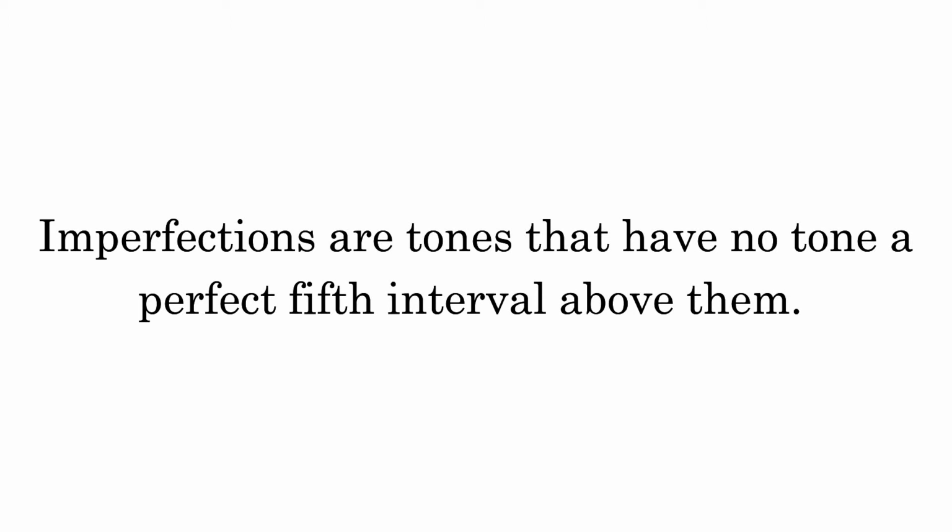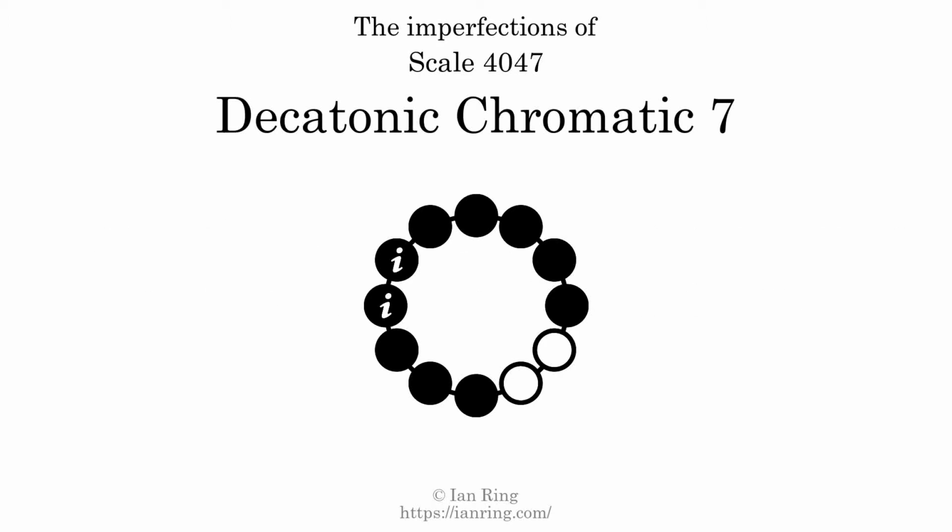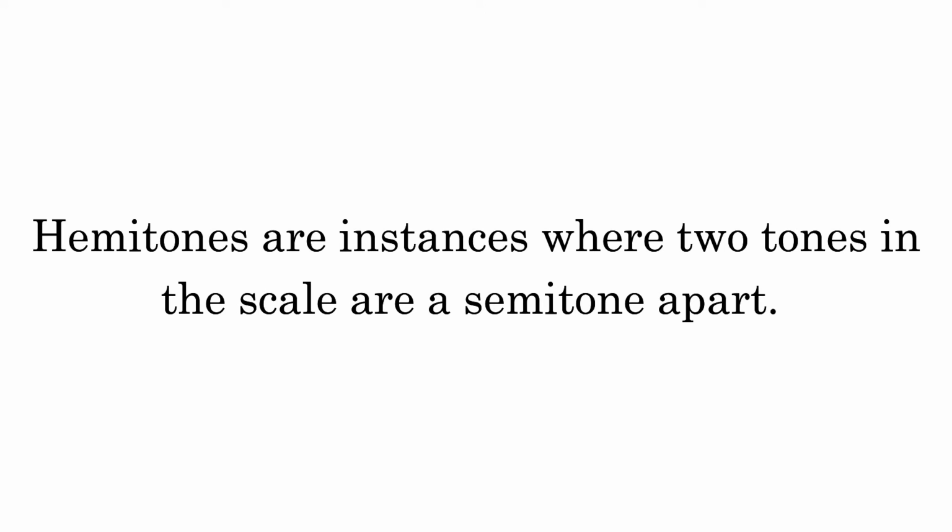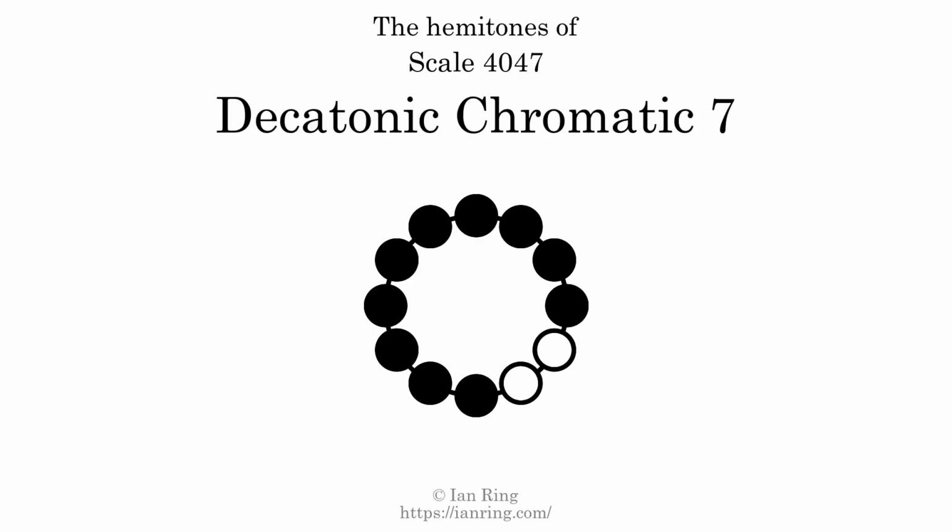Imperfections are tones that have no tone a perfect fifth interval above them. This scale has two imperfections. They are at positions here and here. Hemitones are instances where two tones in the scale are a semitone apart. This scale has 9 hemitones. They are at positions here, here, here, here, here, here, here, here, and here.